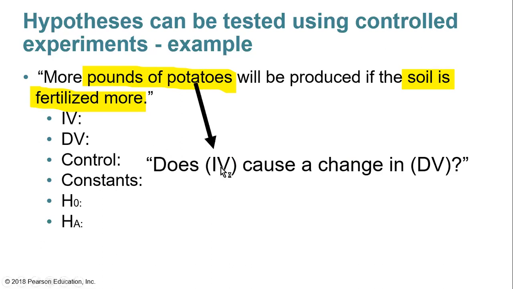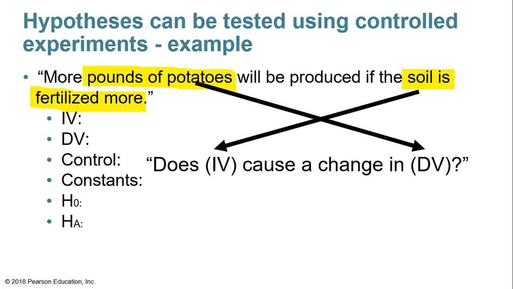Does more pounds of potatoes cause a change in the amount of fertilizer, or whether the soil is fertilized more? And that makes no sense. So we're going to try again. Does whether the soil is fertilized more cause a change in the pounds of potatoes? And that makes sense. So now we know that the independent variable is the amount of fertilizer, and the dependent variable is pounds of potatoes.